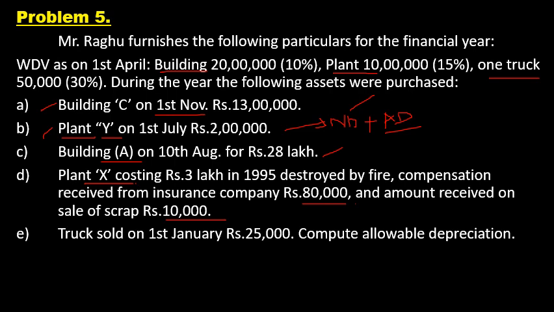Next one is a truck sold on 1st January for rupees 25,000. The assessee was the owner of a truck, and only one truck was with him. In the beginning of the previous year he was the owner of one truck and he sold it in the month of January for rupees 25,000. Whenever the number of vehicles is one, a single unit, and it is sold in the previous year, then there will not be a calculation of depreciation.